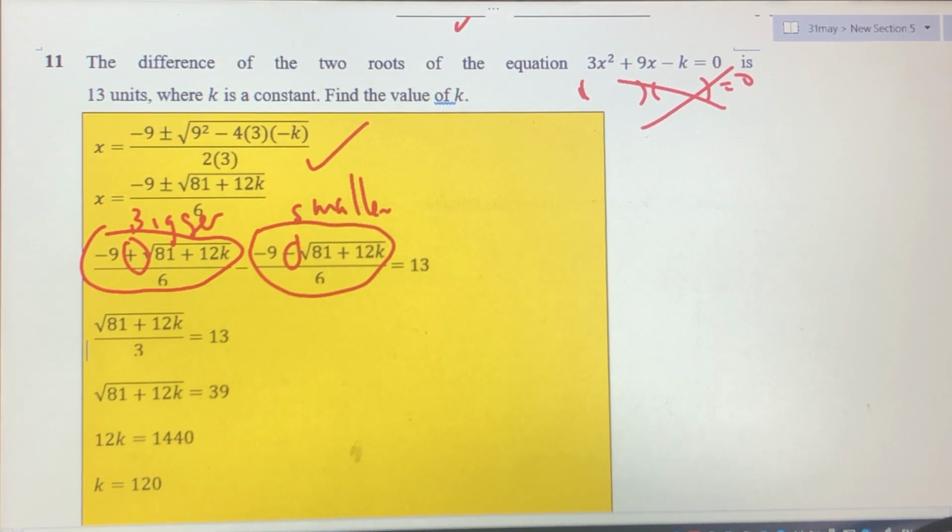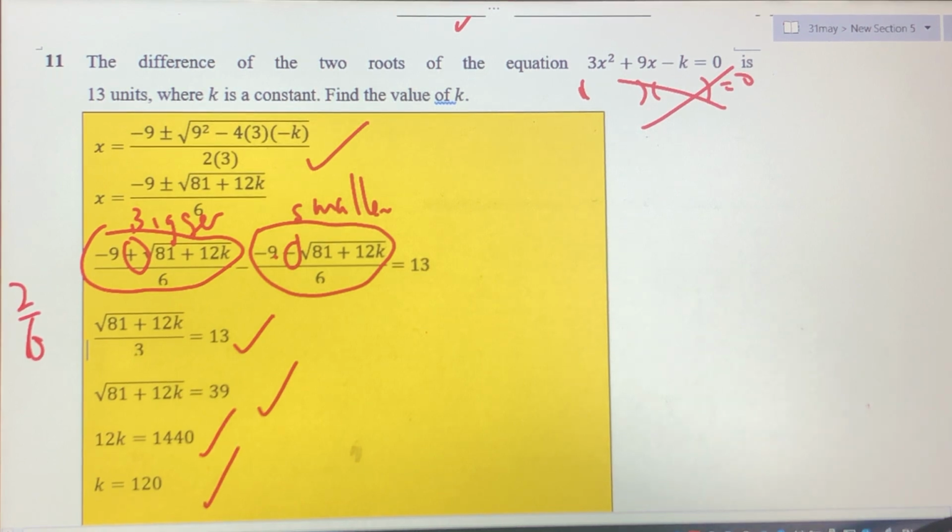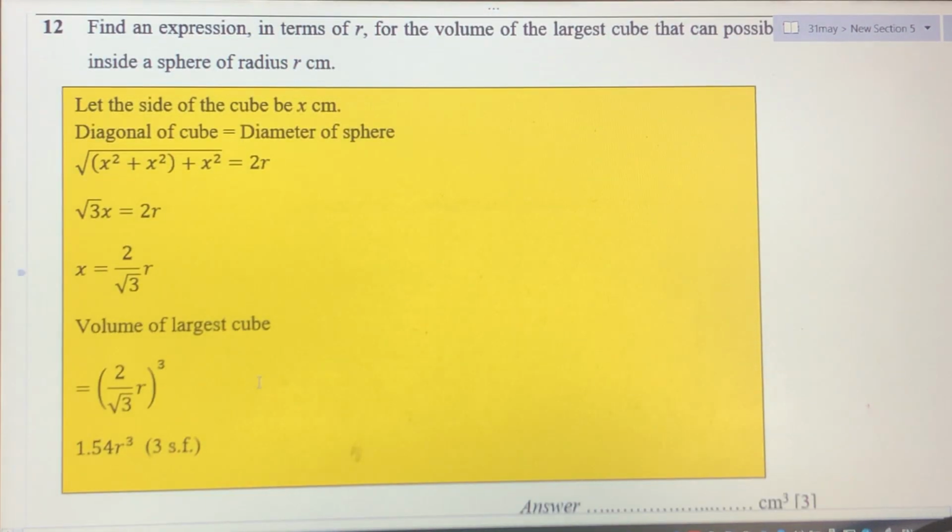Now, how do you evaluate this? It's very obvious. The minus 9 is no more. This minus this, so it's 2 times this, so 2 over 6. That's why it becomes one third only. Then you cross multiply, and you can get the answer. Okay? Finish.